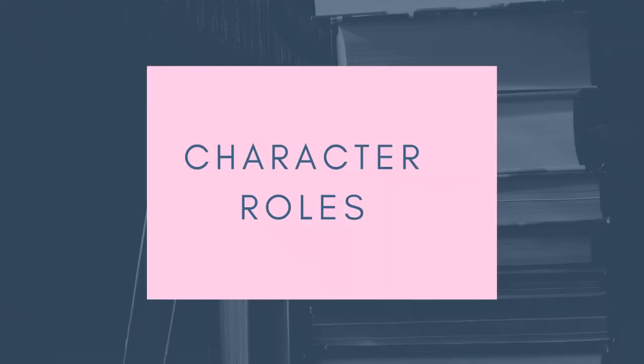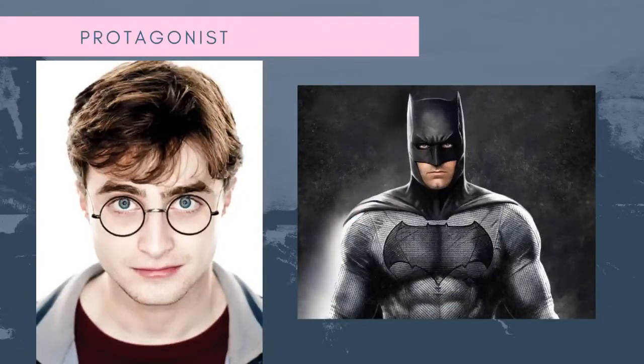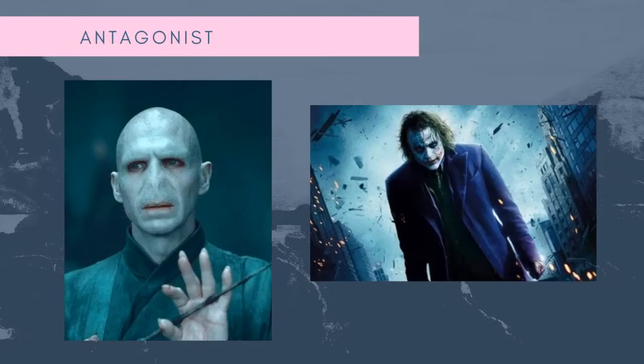First, what are the different character roles? First one, we have the protagonist, or in Tagalog, siya ang bida. He's the main character of the story or the movie. Now, we have here the examples: Harry Potter, from the Harry Potter of J.K. Rowling, and DC Comics Batman. Throughout this lesson about character roles, we will be using the example of the story of Harry Potter and the story of Batman.